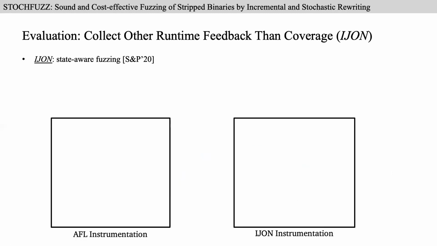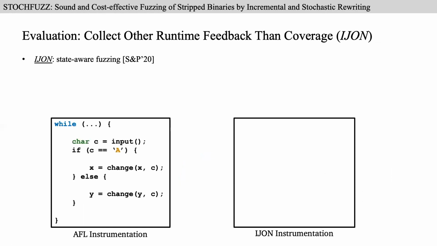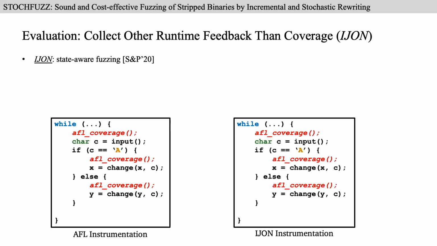IJON is a state-aware fuzzing technique which increases fuzzing effectiveness by observing how the value of a given variable changes. Let's look at a simple example. The code contains a while loop. Inside the while loop, there is an if-else statement. For AFL, to collect code coverage, the compiler instruments 3 points. All of them are the starting points of basic blocks. Compared with AFL, IJON automatically collects the values of x and y, which makes the fuzzer observe more state.